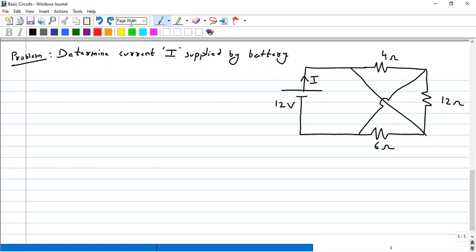It's very simple. Only why I am trying to solve this problem is that at first instant, it looks very complicated, like how to find out current I. Because if you use basic KCL, this current will come here, then where will it go, how to divide, and all those. So I will try to show you how we can simplify this network into a much simpler one and determine the value of current I.